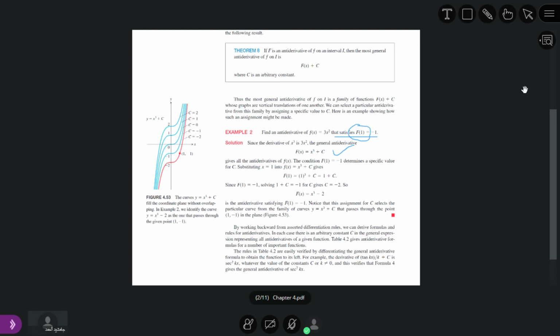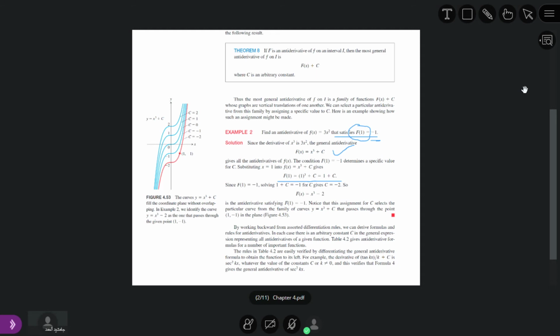Here, as it is given f of 1, whenever I put f of 1, I get the following. F of 1 is equal to 1 power 3 plus some constant. Now f of 1 is equal to minus 1, so c becomes minus 2. Whenever we shift 1 to the other side, minus 1 is equal to c. So c is equal to minus 2.